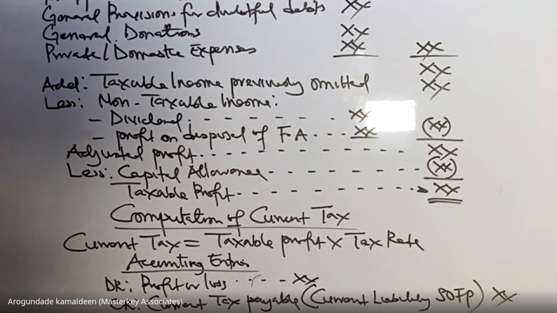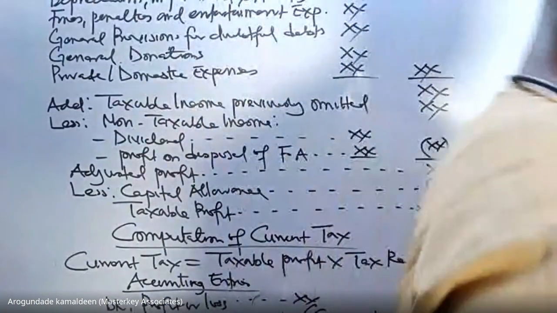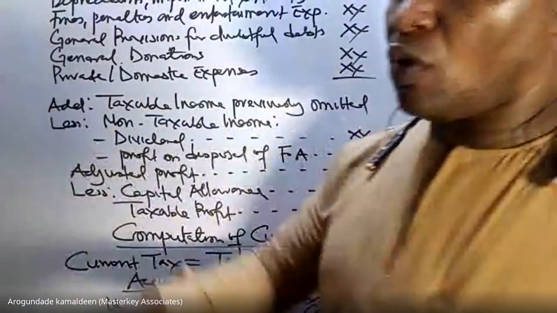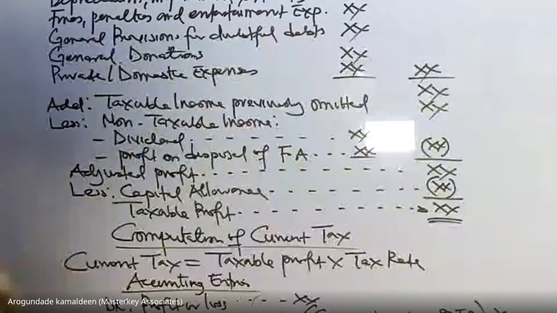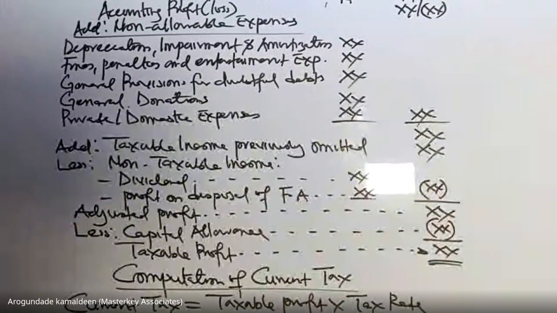Now, according to the current tax law, it is also treated as part of the business loss. But in the old provisions, we needed to add it back. Based on the new tax law, loss on disposal is treated as part of the loss of the business. Exactly. So it means it is now allowed.